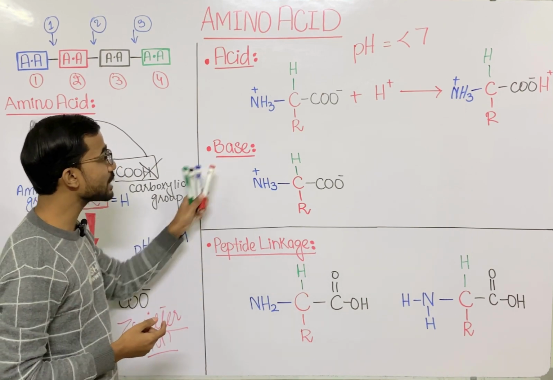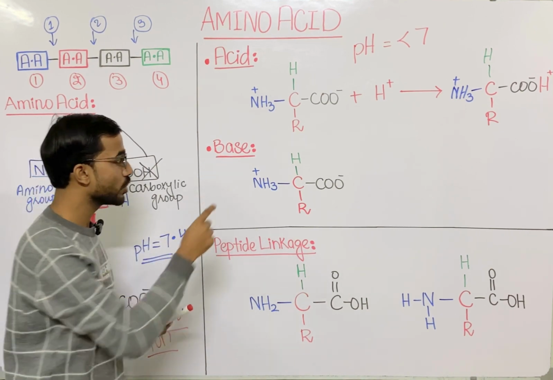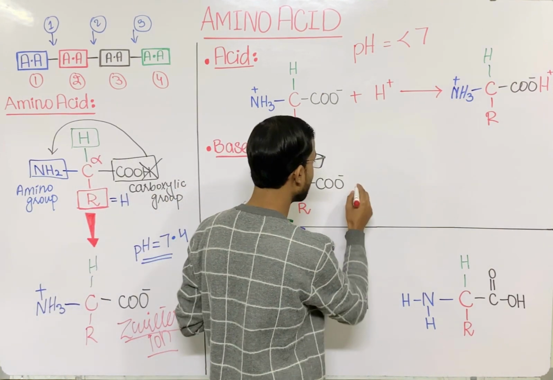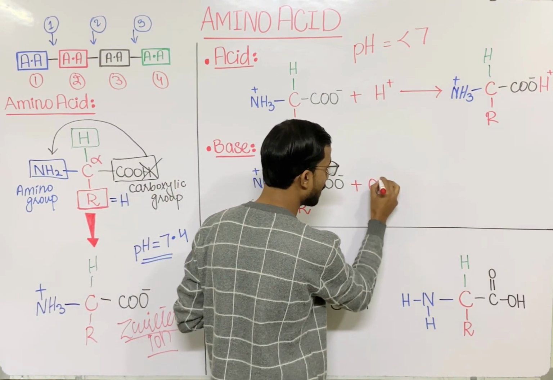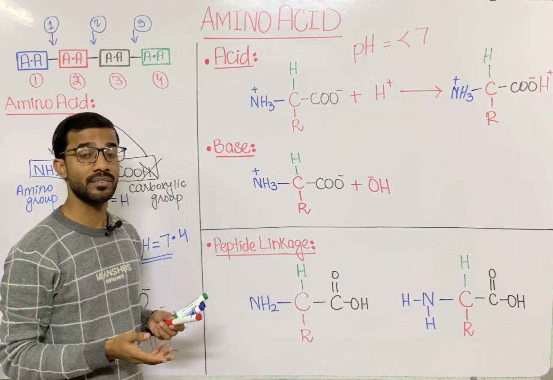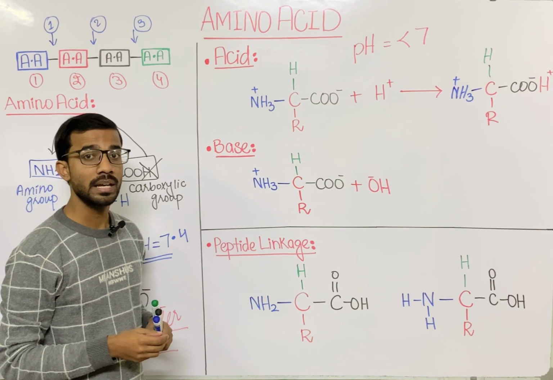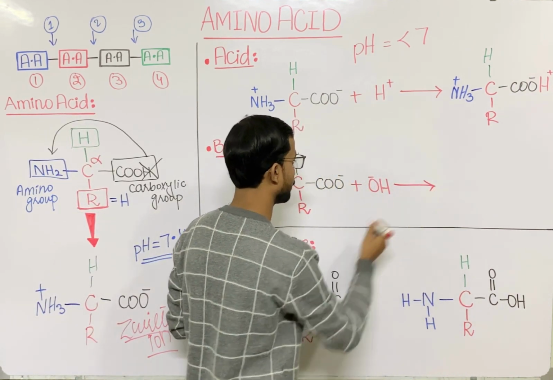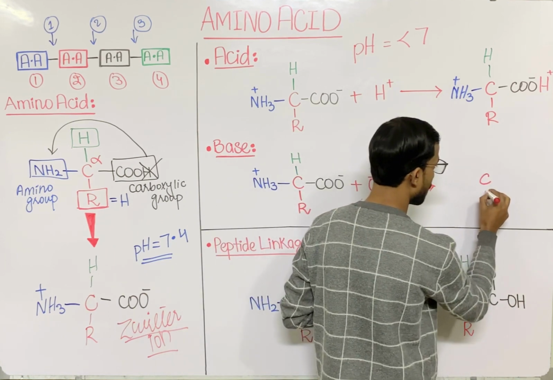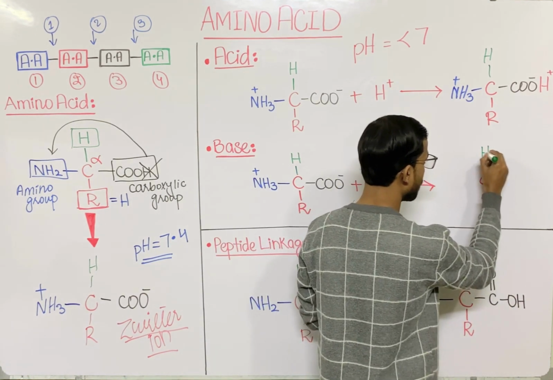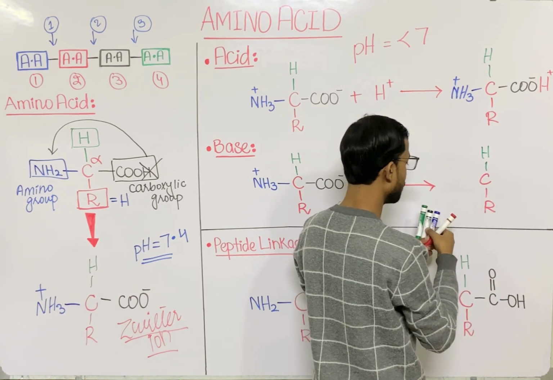Next case, if you add a base to the Zwitter ion, what will happen? In that case you are adding OH negative, because OH negative is provided by the base. Now here is the carbon, here is the R group, here is the hydrogen, and here is the carboxylate group.